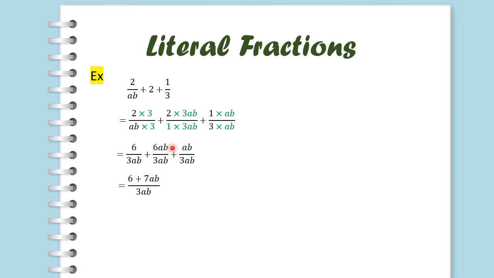Since here I have 6AB and here AB, meaning one AB and 6AB, then it becomes 7AB. So 6 plus 7AB over 3AB.